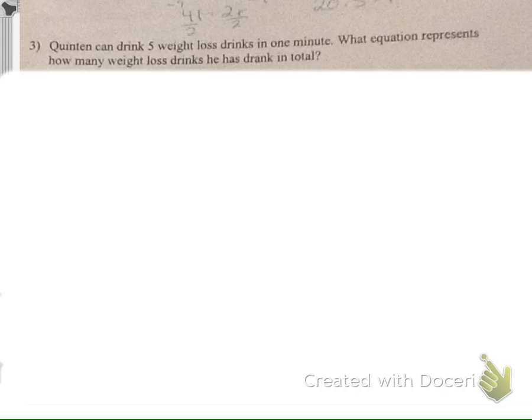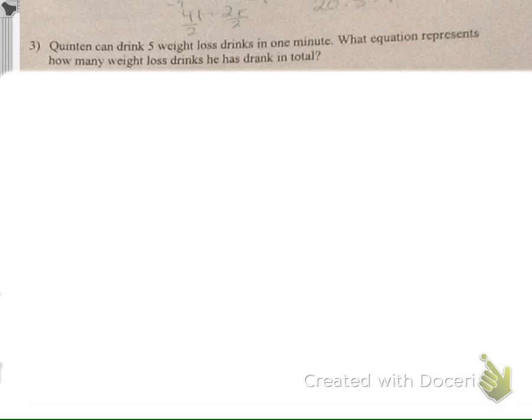Alright, continuing on your worksheet, we're on problem number 3. Before you think this is offensive, Quentin thought of this problem, so don't get mad at me. Quentin can drink 5 weight loss drinks in 1 minute. What equation represents how many weight loss drinks he has drank in total?